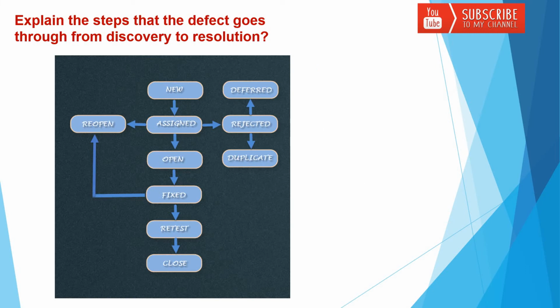So, explain the steps that go from discovery to resolution. That is the defect life cycle. We all usually know new, assigned, open, fixed, retest, close. There are also stages like deferred, rejected, duplicate, and if the bug is not fixed, it is reopened and reassigned again. We'll have the detailed description in the next slide.